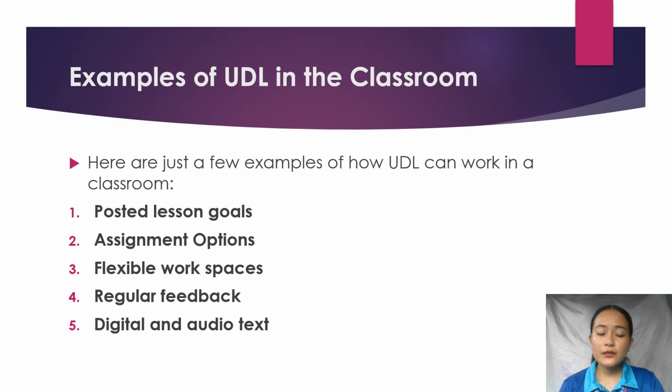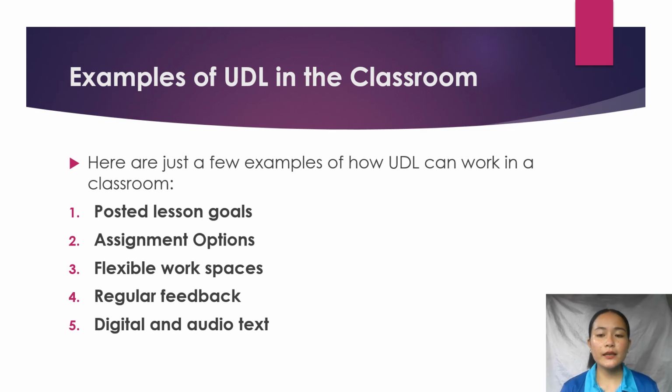Next is regular feedback. At the end of the lesson, teachers may talk with individual students about lesson goals. Students are encouraged to reflect on the choices they made in class and whether they met the goals. If they didn't meet the goals, they're encouraged to think about what might have helped them to do so.